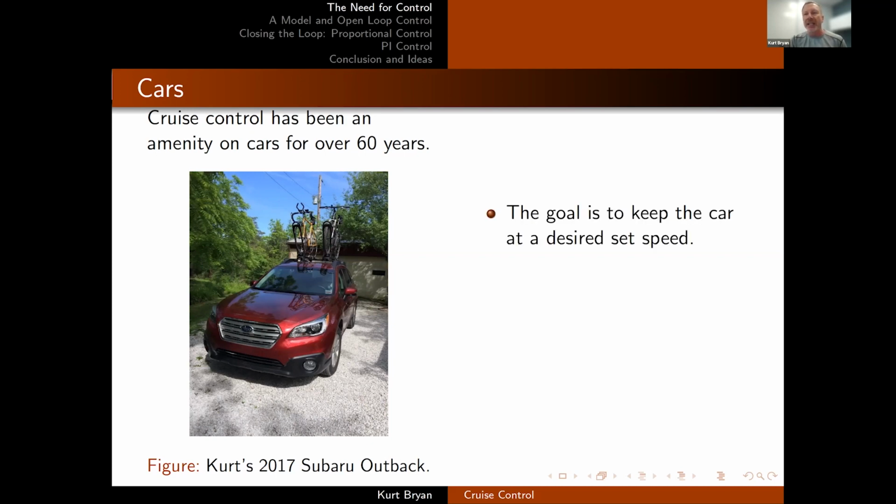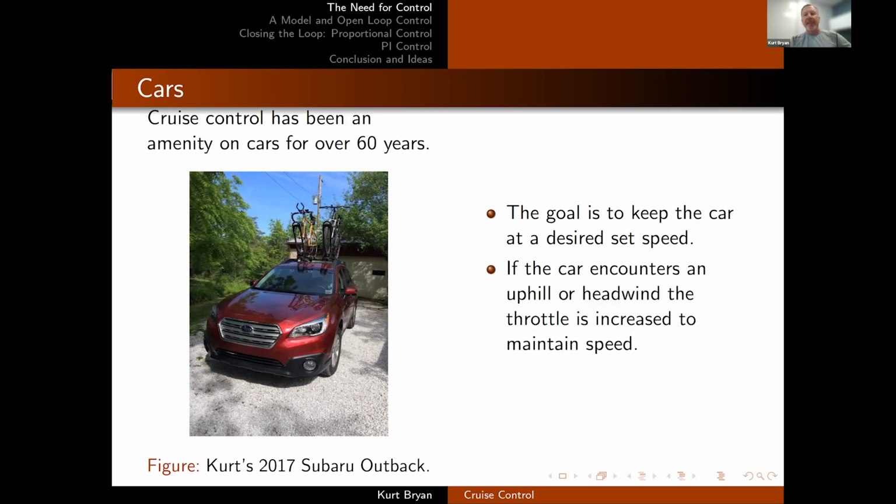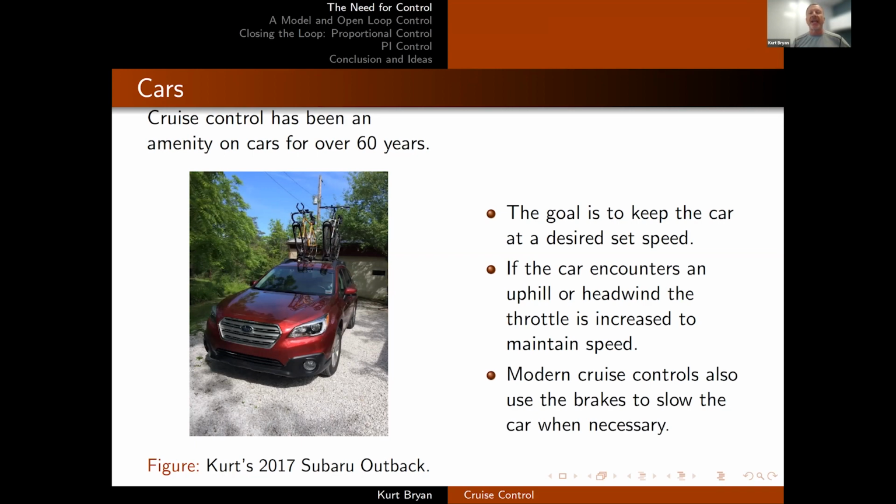So the goal is to keep the car at a desired set speed. And if the car encounters headwinds or uphills, downhill, tailwind, whatever, it'll increase the throttle or increase the brakes to keep the car at the desired speed. How do you design such a system?